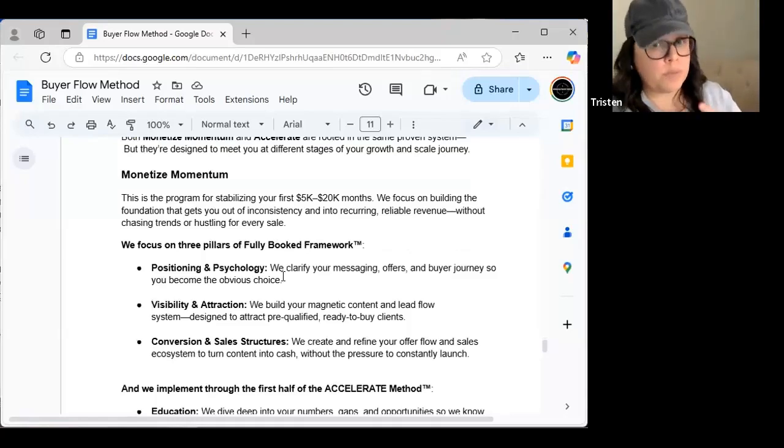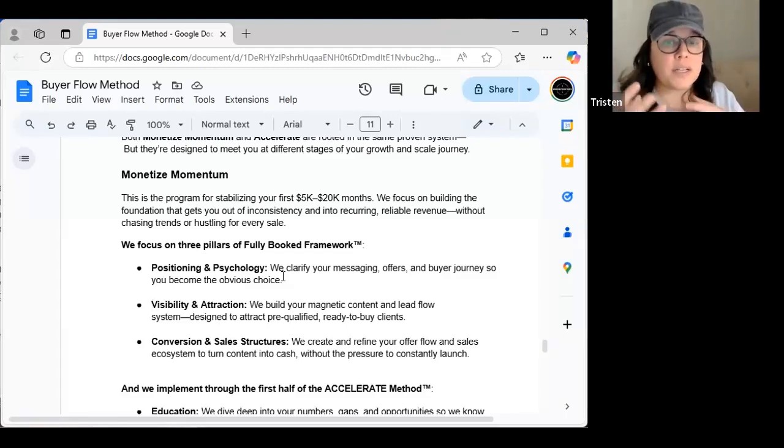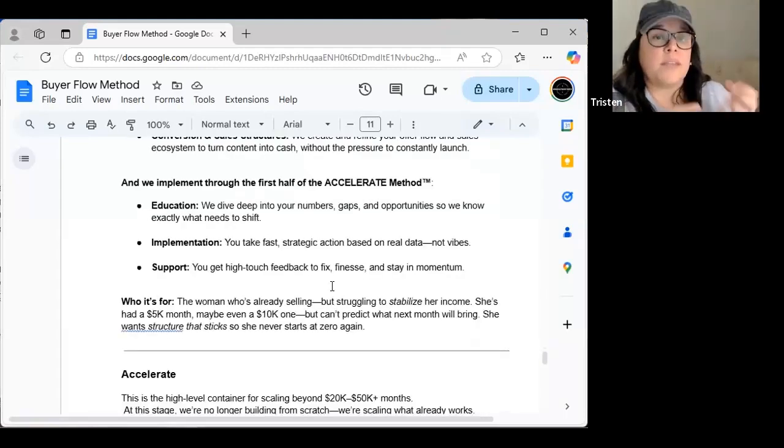So we focus on 3 pillars of the fully booked framework: positioning, clarifying your messaging, your offers, your buyer journey, visibility, building out that magnetic content and messaging, making sure that we're really revving up that lead flow system to get leads constantly through your pipeline, and then conversion. So we create and refine your offer flow, your sales ecosystem, so that we are turning your visibility into cash and income. And we implement that through the first half of the Accelerate method.